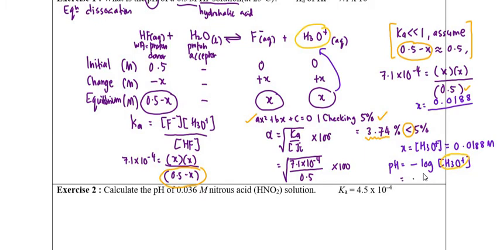So substitute negative log 0.0188 and you get the answer 1.73. This is your answer, pH. Inilah fungsinya kita mencari nilai X, sebab nilai X ini mewakili concentration H3O+. Kita hanya rujuk concentration H3O+ pada row E sahaja. Row equilibrium inilah menggambarkan concentration setiap spesies.